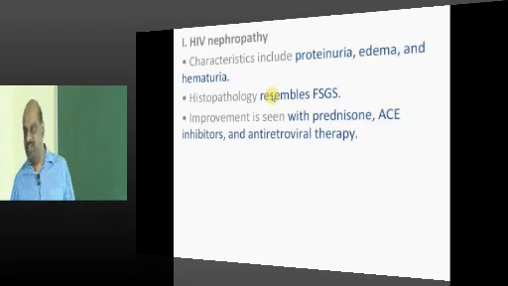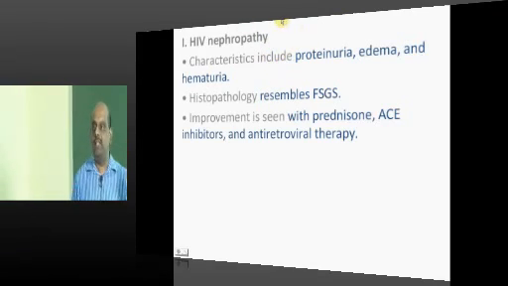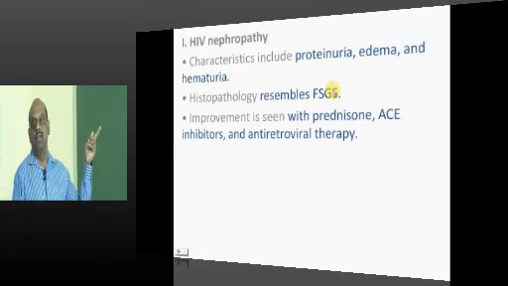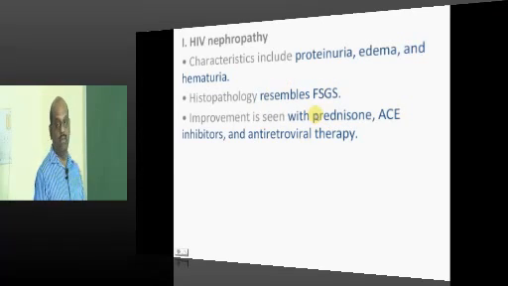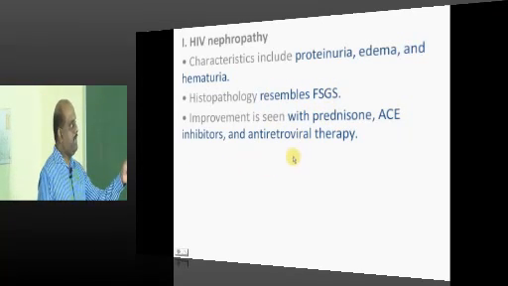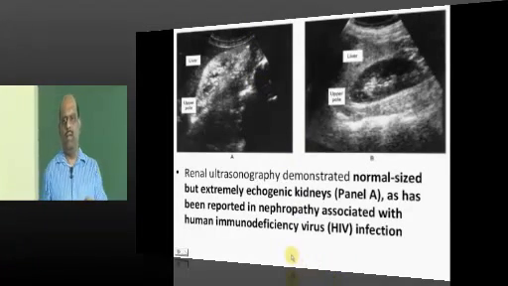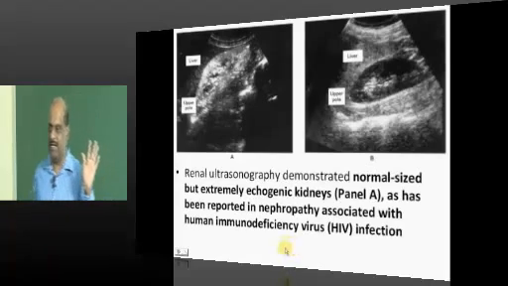So, doctor, what is HIV nephropathy? Proteinuria, edema, hematuria is the presentation. It often resembles focal segmental glomerulosclerosis in its appearance. You can treat it with prednisolone, ACE inhibitors, antiretroviral therapy. Just remember one thing, FSGS and HIV nephropathy. That's all you need to remember as undergraduates.